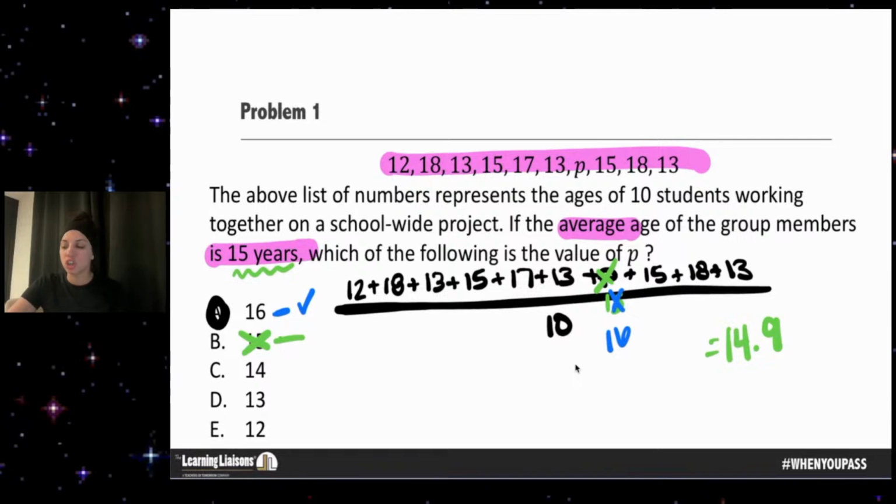So as you just saw, I can solve this problem algebraically, or I can solve it using my answer choices. Either one is going to give us the right answer.